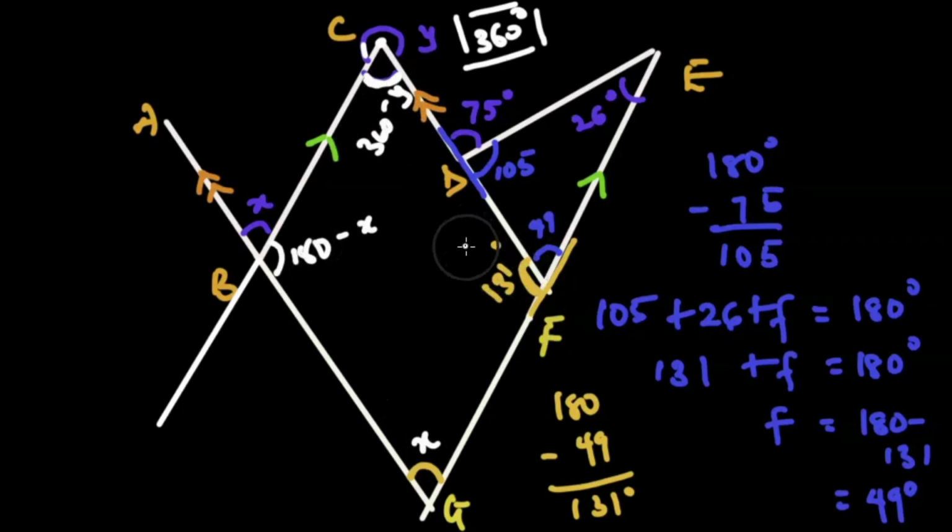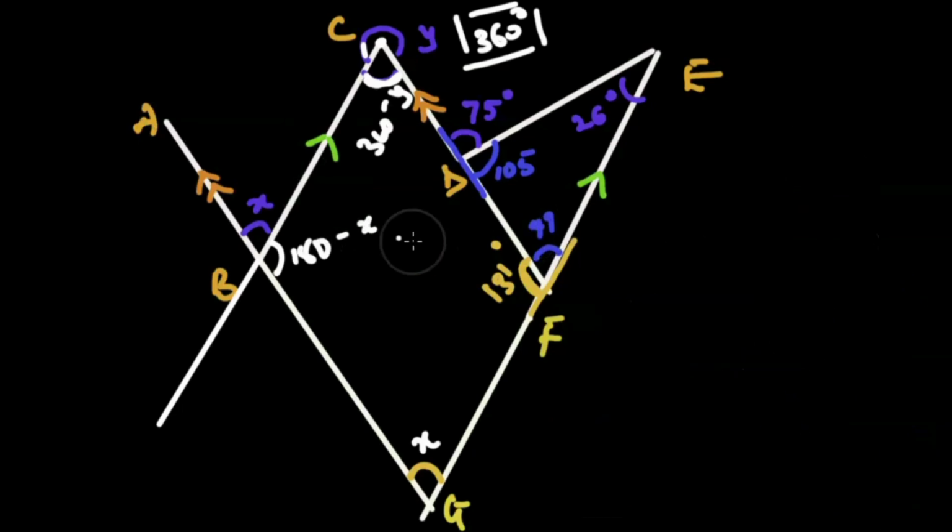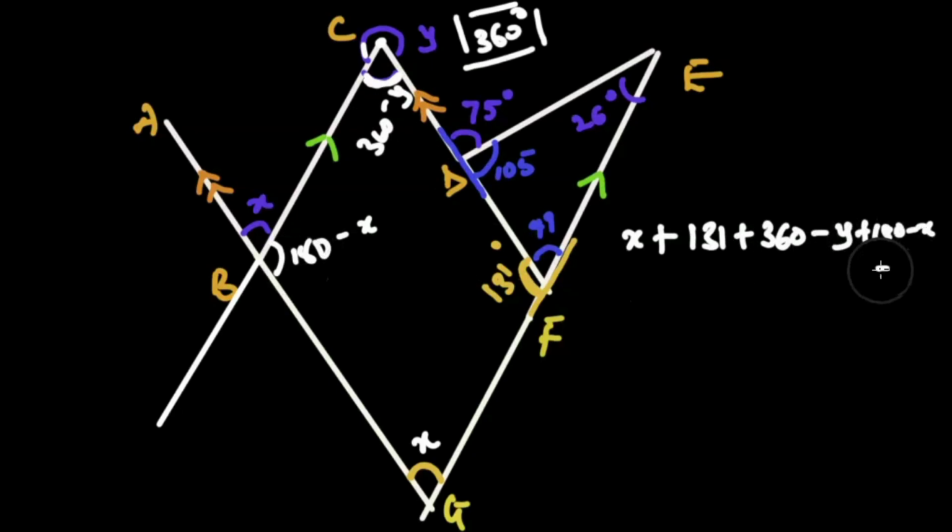We now remember another theorem that says that the sum of angles in a quadrilateral is 360 degrees. So let me clear out this part. We're going to sum all the angles in this quadrilateral. Starting from X, we have X plus 131 plus 360 minus Y plus 180 minus X is equal to 360 degrees, the sum of the angles in this quadrilateral CBGF.